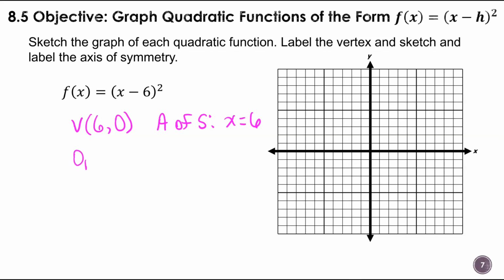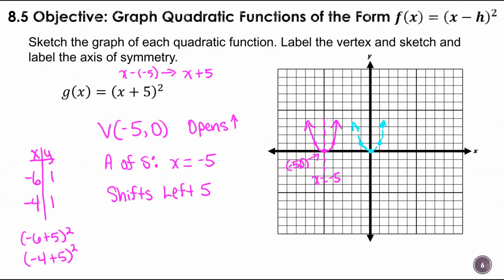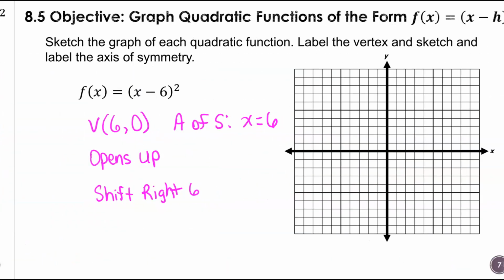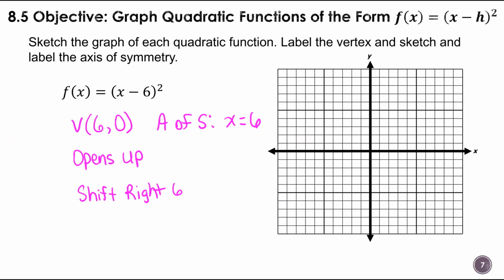This one opens up, or upward if you want to say it that way. And then we also can talk about the shift. This is going to shift right 6, right? We're going to shift to the right 6. Remember, we were on this previous one. It shifted to the left because we were at negative 5, 0 for our vertex. Now we're at positive 6, 0 for our vertex here. So it's a shift of 6 to the right.